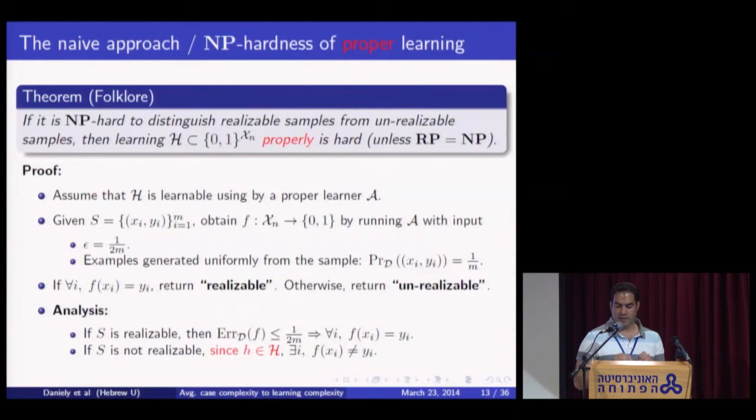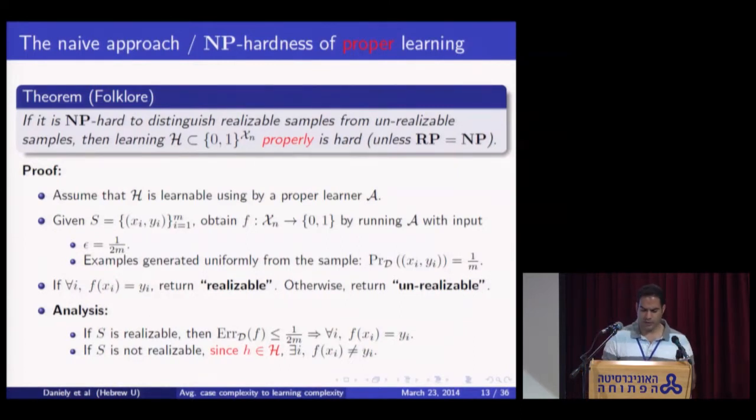Note that so far, I did not use the fact that the algorithm A is proper, only the fact that it is efficient and it learns the class H. And I use the fact that it is proper in the last point. If the sample is not realizable, then the algorithm will do something. I don't care what it will do, and it will return to me some function h that I know belongs to H. Now, since the sample is not realizable, it tells us that there is some i such that h of xi is different from yi, and we will say that the sample is unrealizable. So that's how we can solve this problem.